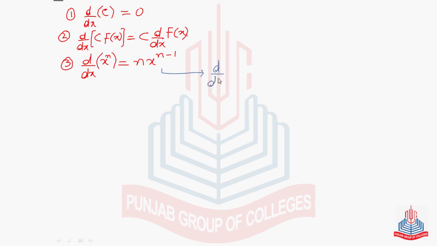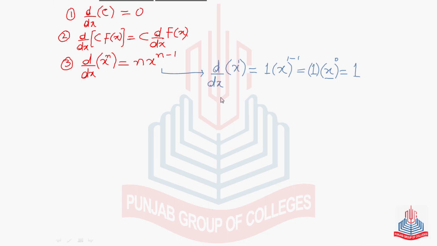If we want to differentiate simple x, here the power is 1, so this will become 1 into x raised to the power 1 minus 1. So that will be 1 into x raised to the power 0. This is also 1. So 1 into 1 is equal to 1. So the derivative of x is equal to 1.